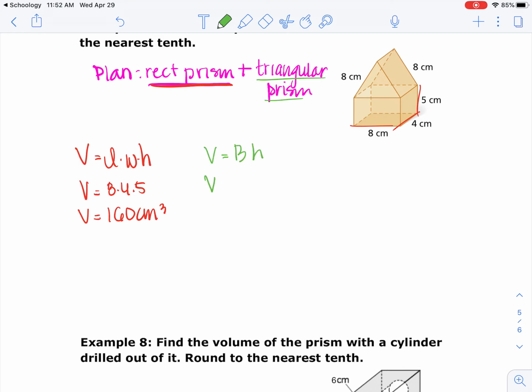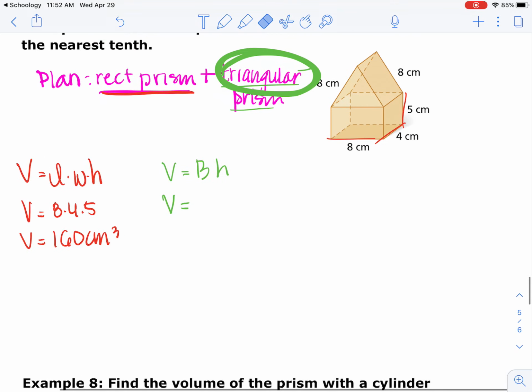Area of the base times height. Now here's where people are going to make mistakes. They'll say this is the base. This is a triangular prism. The base is a triangle. It's just not sitting on its base. So I'm going to draw the base off to the side.